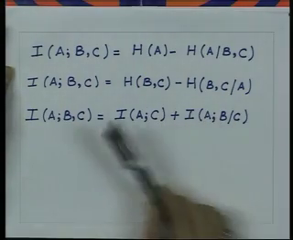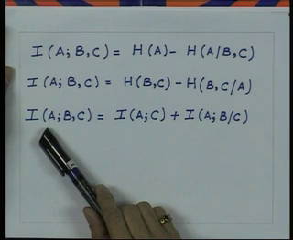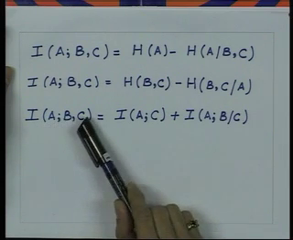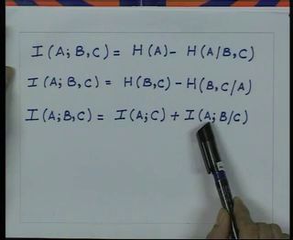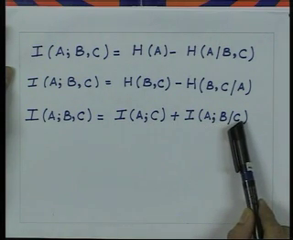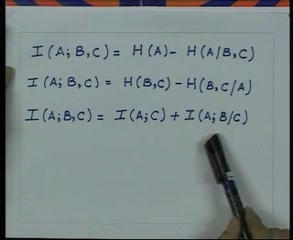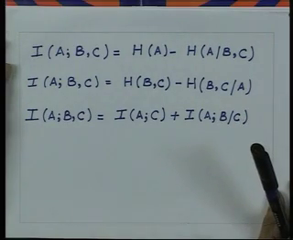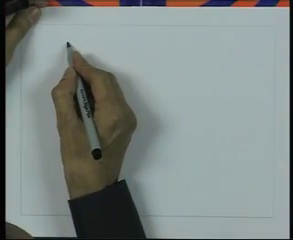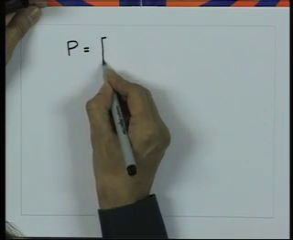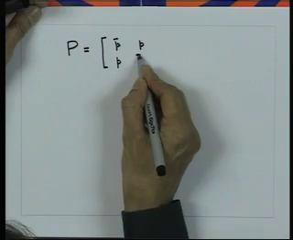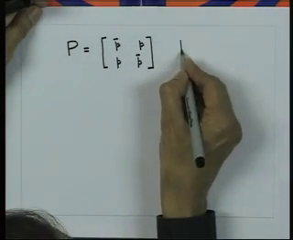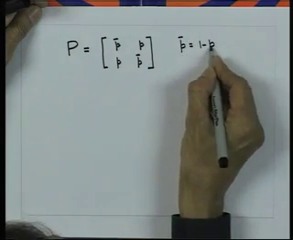The additive property of mutual information is given by this relationship, which says that mutual information of A and B C is equal to mutual information of A C plus mutual information of A B given we have observed alphabet C. Now, let us illustrate the additivity property of mutual information by examining the binary symmetric channel. The binary symmetric channel matrix is given as follows: P bar P, P P bar, where as usual P bar is equal to 1 minus P.